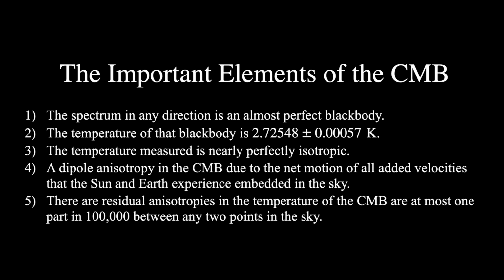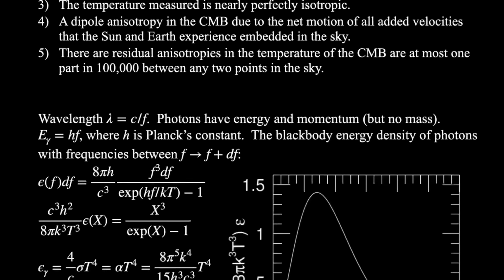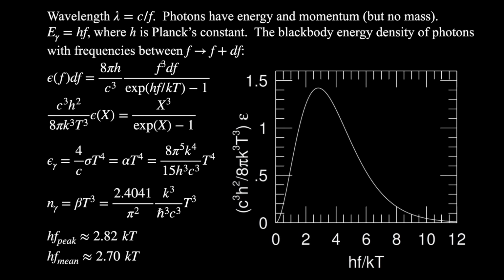And finally, there are residual anisotropies in the temperature of the cosmic microwave background that are at most 1 part in 100,000 between any 2 points in the sky. These are the critical things in the cosmic microwave background. In my previous video, I talked a bit more about the nature of black body radiation as per the particles in the cosmos, but let's do a quick review.